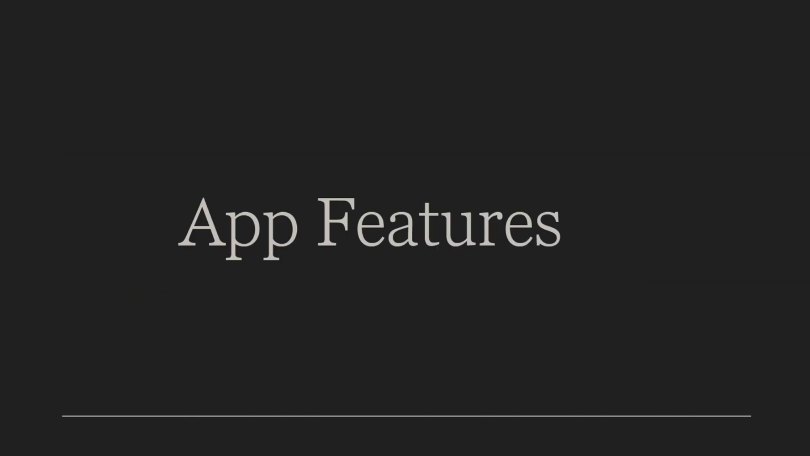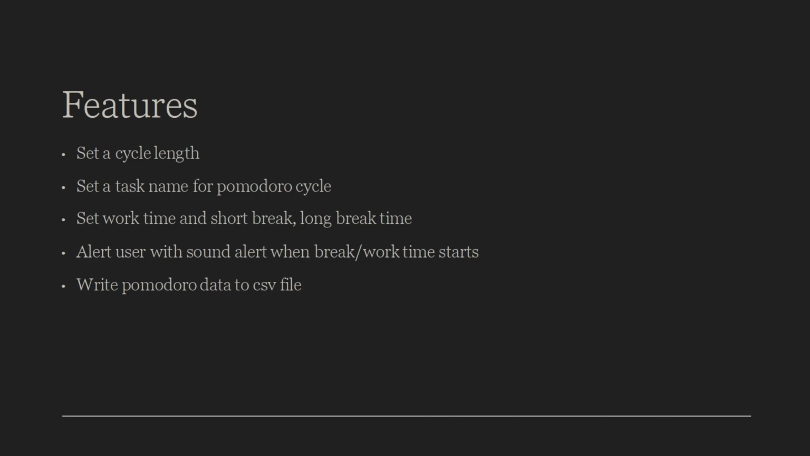So, the features. Features are pretty straightforward. The user can set a cycle length. Cycle length here refers to how many Pomodoros before the user takes their long break. So going back to the typical example I gave, people typically have a cycle length of 4, where they do 4 Pomodoros before they take their long break.